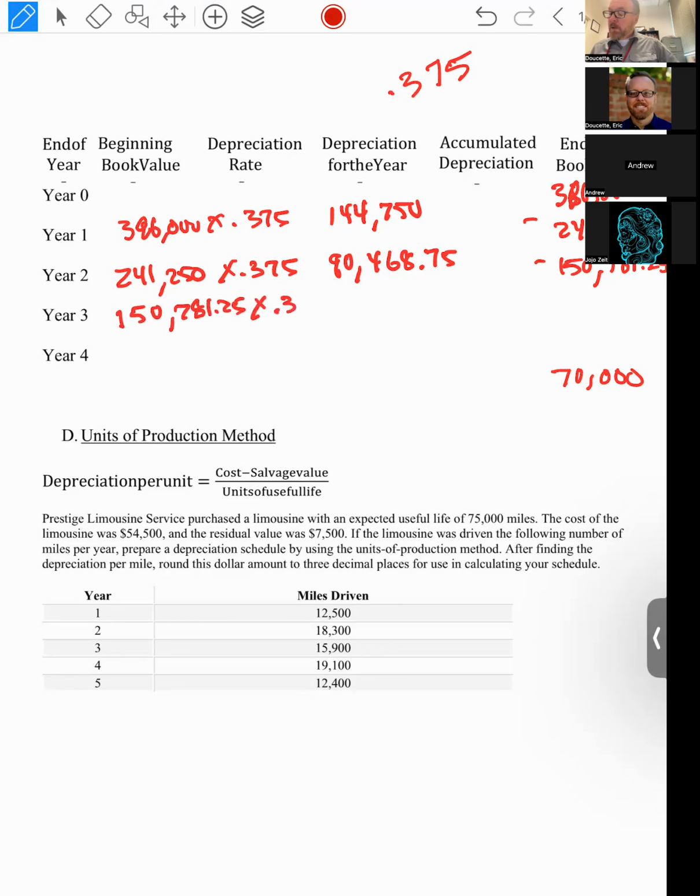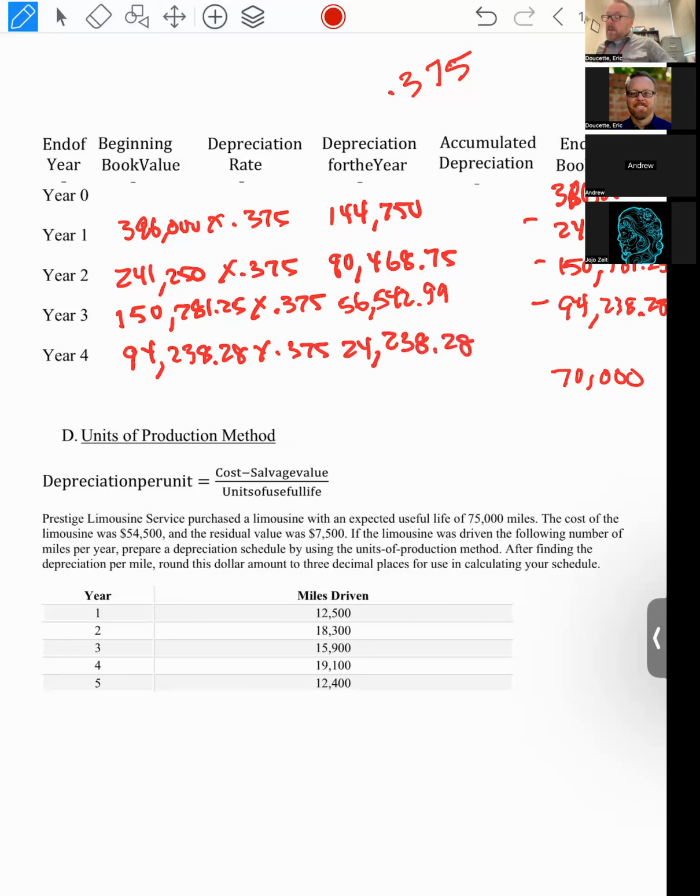And I multiply that by 0.375. That gives me a depreciation for year number 3 of $56,542.97, which gives me now a $94,238.28 new book value. Now year 4, I use that 94,238.28 times 0.375, the factor, now gives me 24,238.28. And by the way, that's going to leave me exactly the 70,000 if I deduct that from that. And there's my salvage value of 70,000.